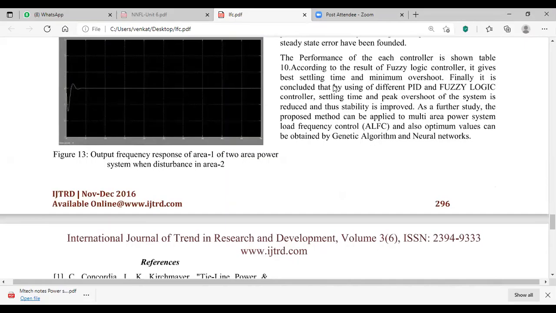Let me show you the notes I have downloaded.